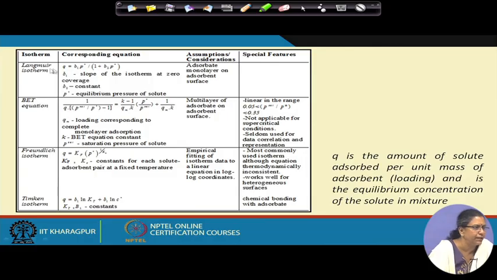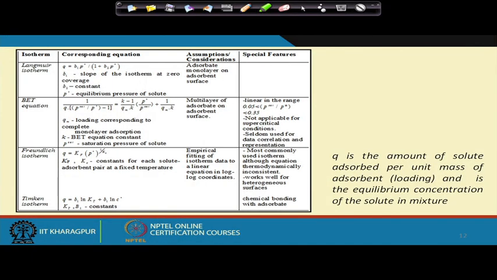Apart from that, we find that several other equations are available to predict the adsorption isotherms under different conditions. The equations and the special features are mentioned here. It is not important for you to remember all these equations, it is just important for you to remember that since adsorption is so very erratic, as I have shown you the isotherms and the phenomenon of hysteresis, therefore, several equations are needed in order to predict adsorption under different conditions.